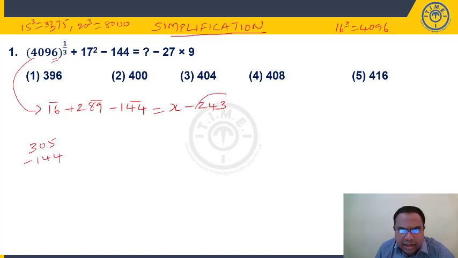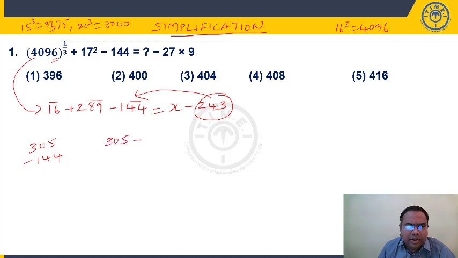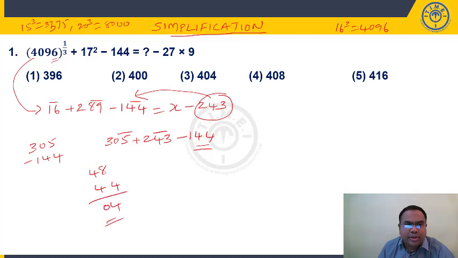Or, see here, you bring this 243 to this side, what will happen? 305 plus 243 minus 144. 43 plus 5, 48. I am taking only the last two digits. This is 44. So 44 plus how much is 48? 4. So my last two digits should be 4. In which option do you have last two digits as 4? Third option. So the third option should be my answer.